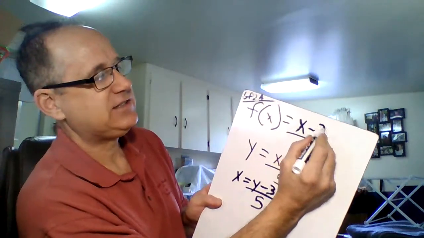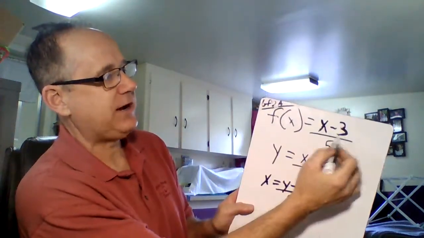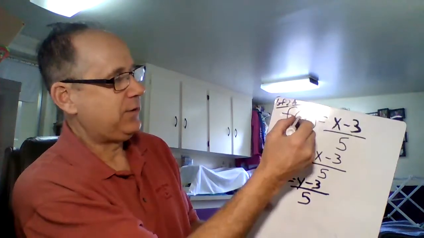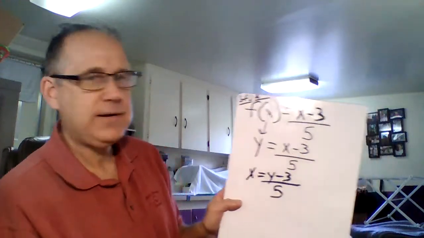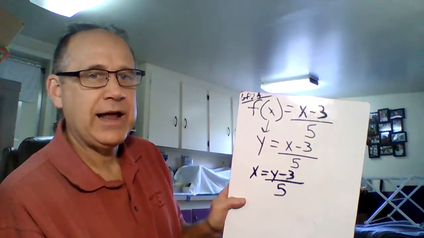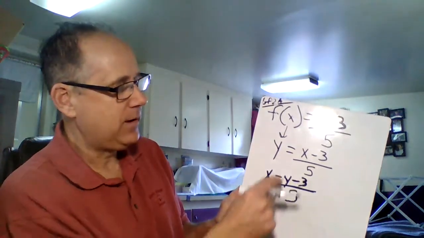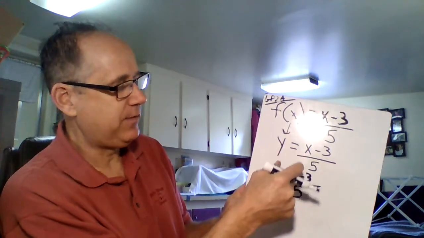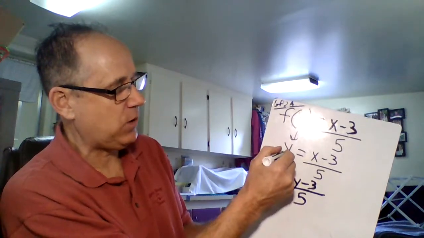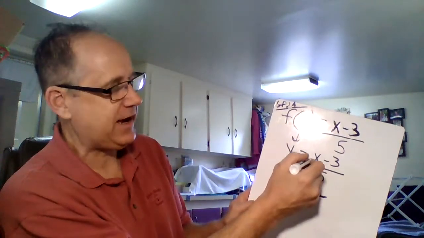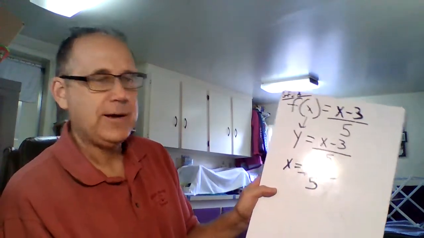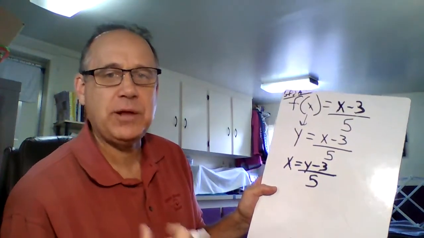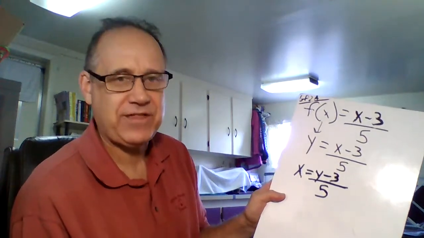Here's my function: f of x equals x minus 3 over 5. I replace my f of x with my y. Then to find the inverse, I'm going to switch the x and the y. So my y comes to where my x is, my x comes to where my y is. And now I'm going to put it back in slope-intercept form so I can graph that.